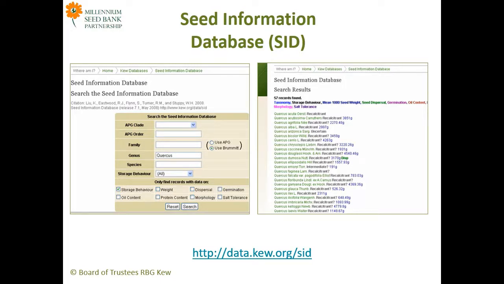Let me just get my pointer. This is the link to the tool. And you can filter out your family, genus, species using the information database, and it will tell you whether you've got recalcitrant or intermediate species.